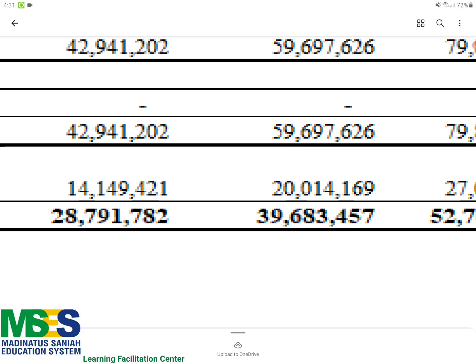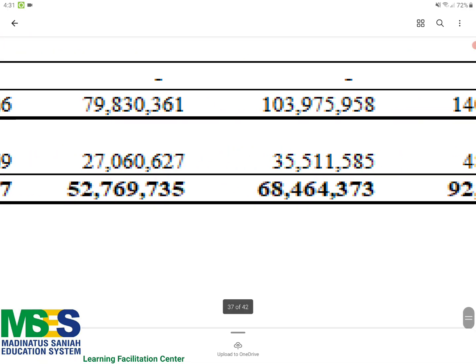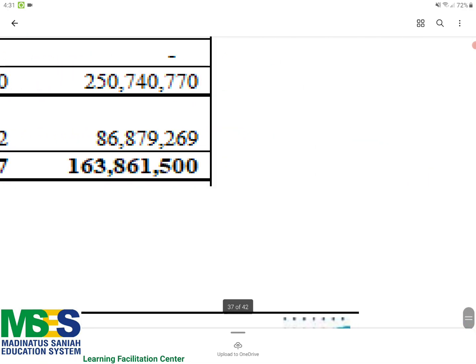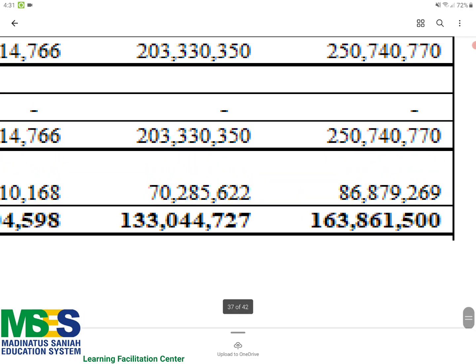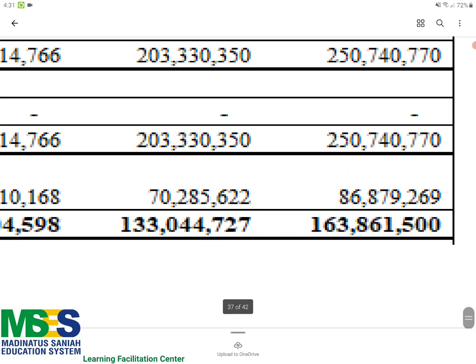And then in the 10th year, it is estimated how much are we going to earn per year? 163 million per year from the same equipment. But as we discussed in the last class, all this is just an estimate, a projection.